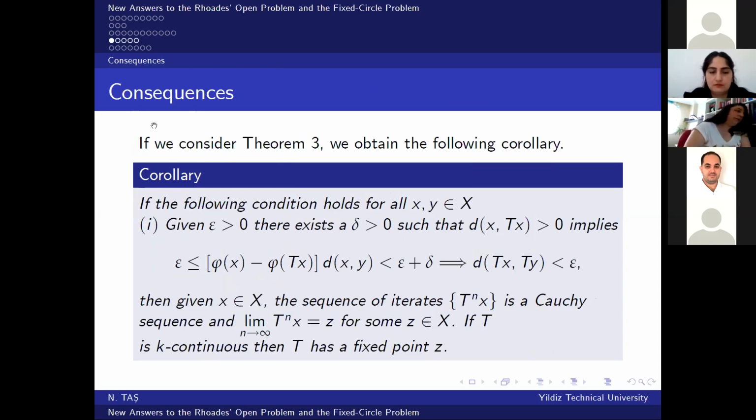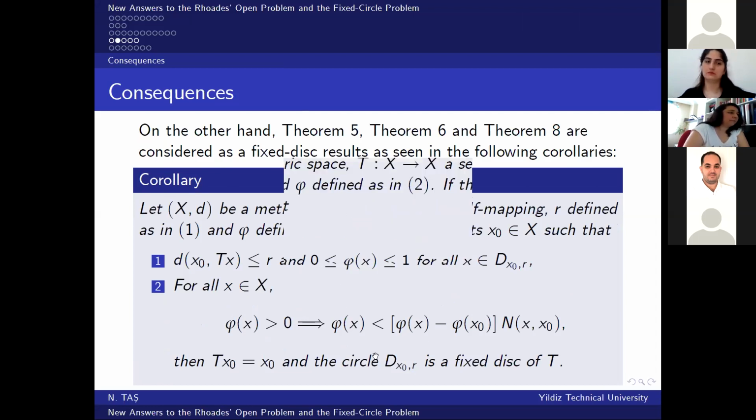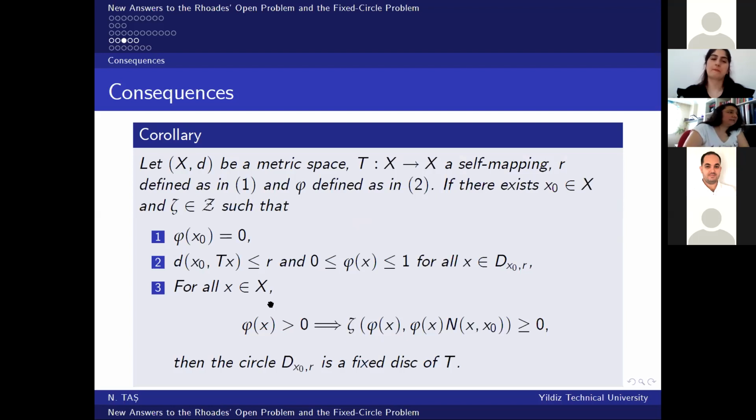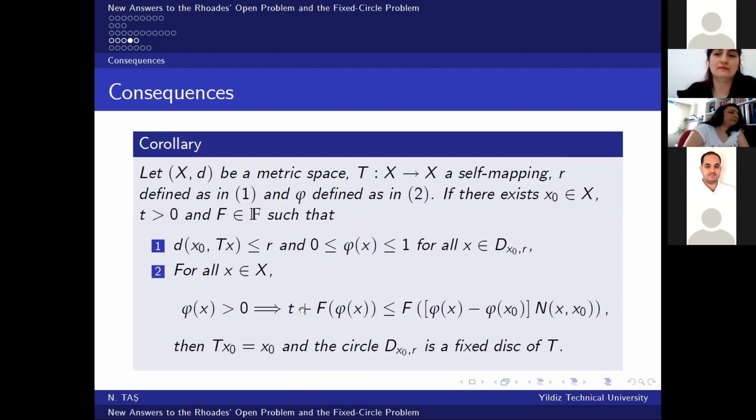In the last section, we considered the obtained results. We obtained some corollaries. In these corollaries, for Rhoades' open problems, we use the distance between the points x and y instead of the number n. Also, fixed circle results can be considered as fixed disk results. Therefore, we give the following references using the disk on metric spaces, such as another fixed disk results under the conditions, and last fixed disk results.